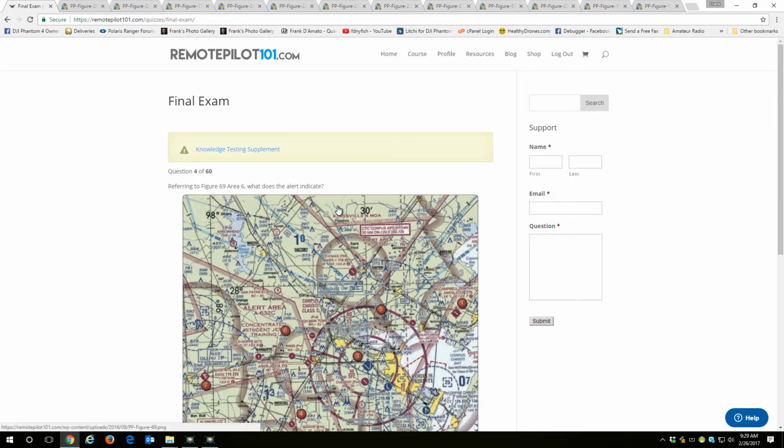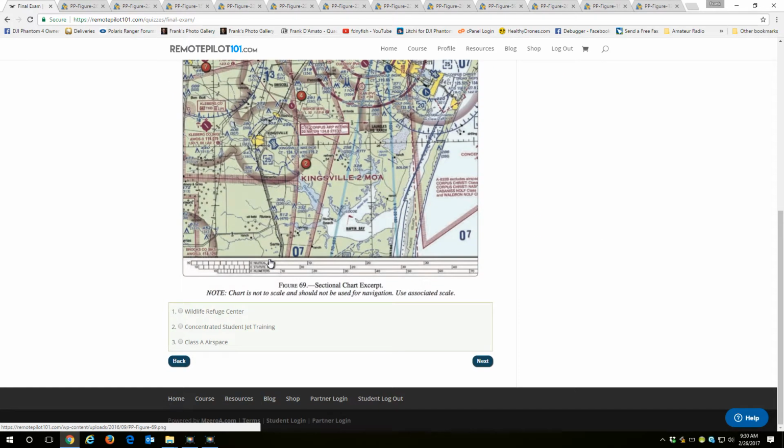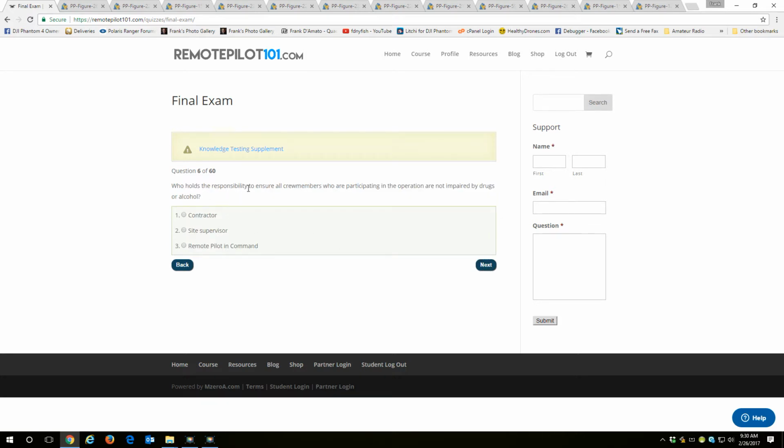Area 6, what does the alert indicate? Area 6, concentrated student jet training. What are characteristics of a moist, unstable air mass? Unstable. Turbulence, showery precipitation. Who holds responsibility to ensure all crew members participating in the operation are not impaired by drugs or alcohol? Remote pilot in command.